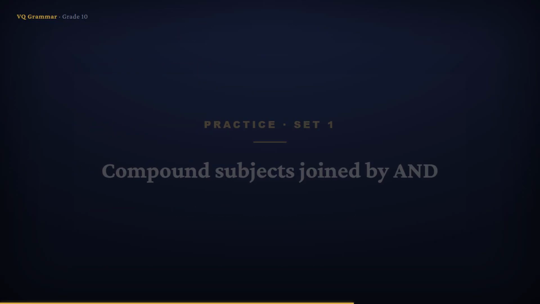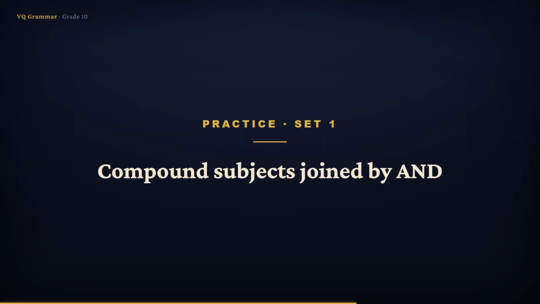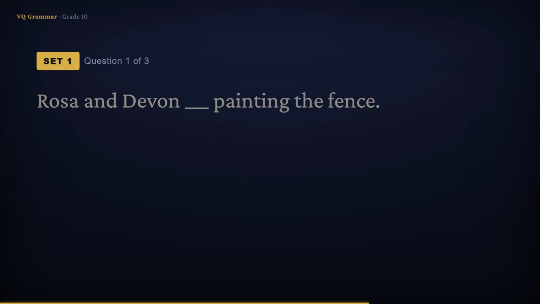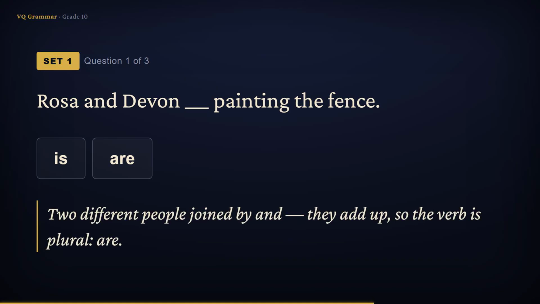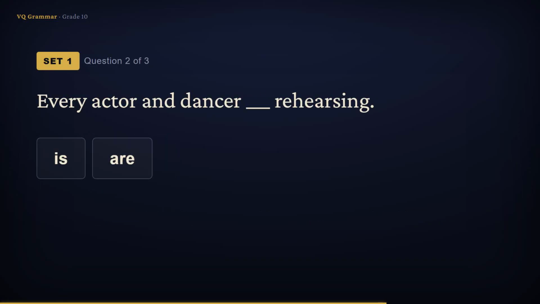Ready to practice? In this first set, every subject is joined by and. Decide whether the verb should be singular or plural, and keep an eye out for those two exceptions. Pause the video and choose before I reveal each answer. Rosa and Devin blank, painting the fence. Two separate people joined by and, so they add up to 2. Nothing here names a single unit, and no each or every is leading the subject. The answer is are.